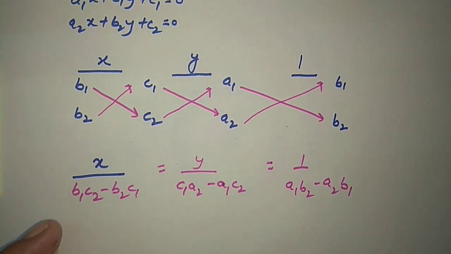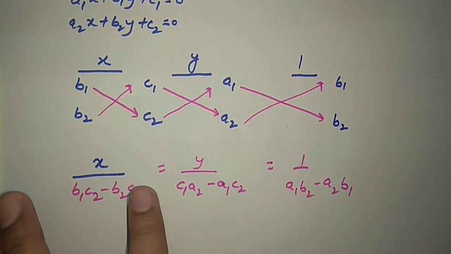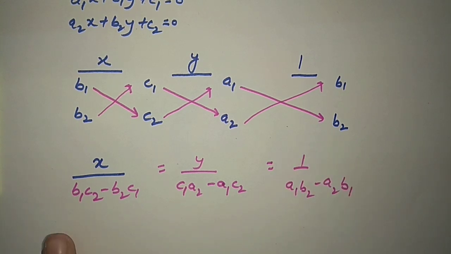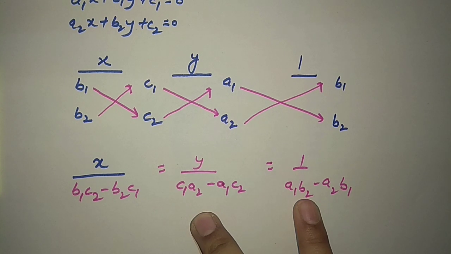Clear? Now equate any one of the equalities. X upon this denominator term equal to this constant term. On solving we will get our first variable. Now then equate these two, and on solving we get our second variable.